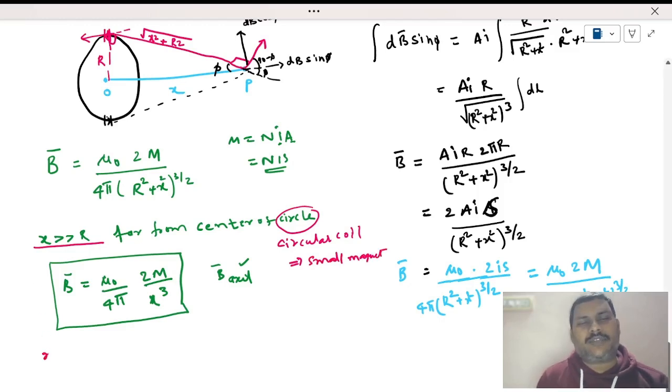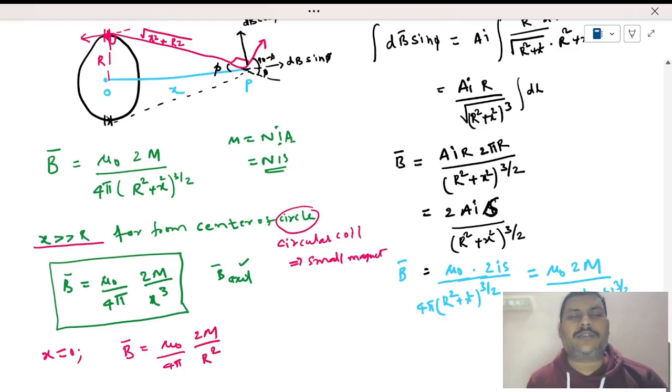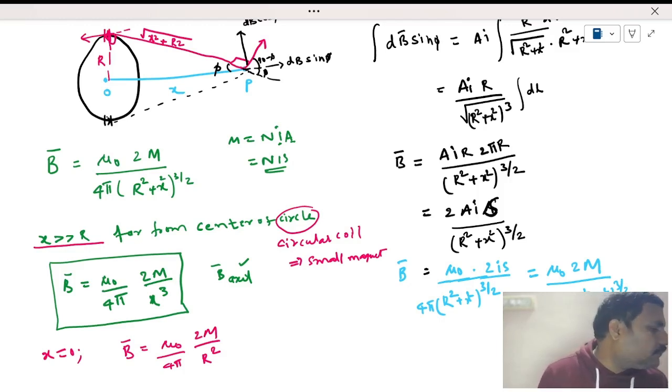So next case, where x is very less than r, that is, x is equal to 0, suppose. Then B is equal to mu naught by 4 pi into 2m by r square. So this is at the center. So mu naught m by r square, this is the formula, B at the center, the center of the coil.